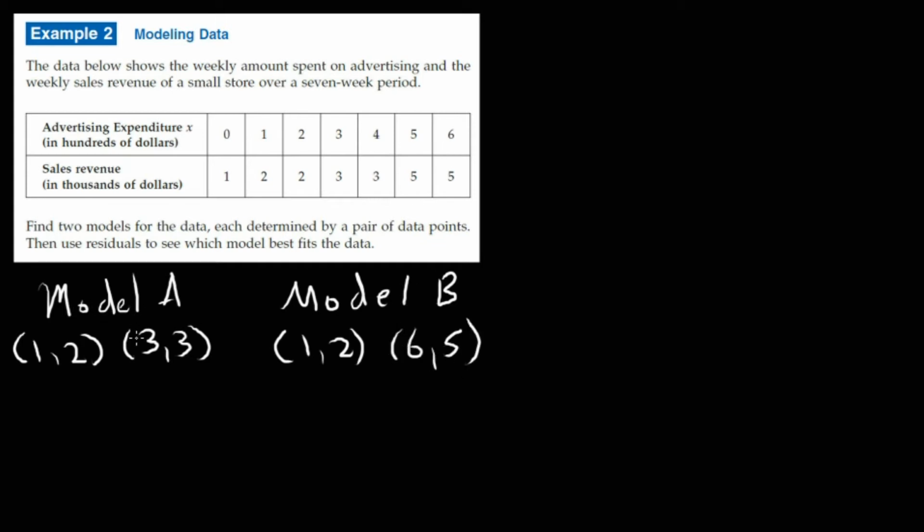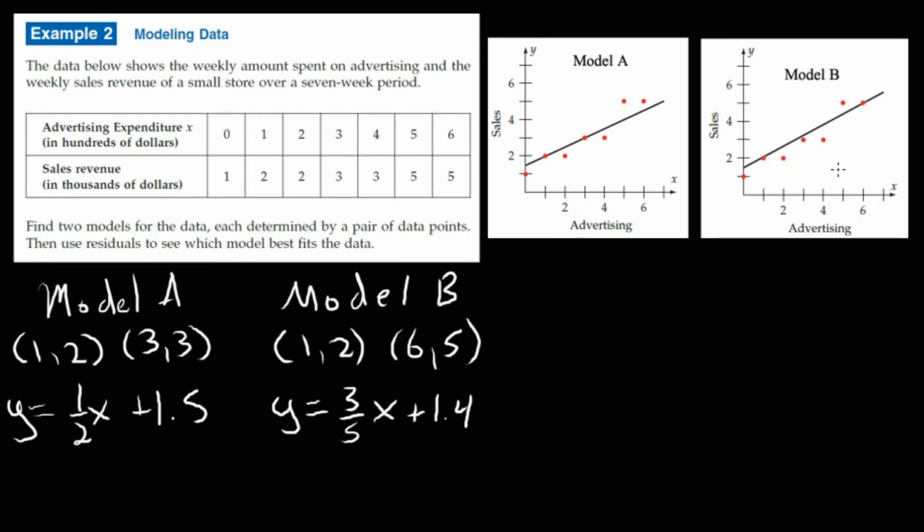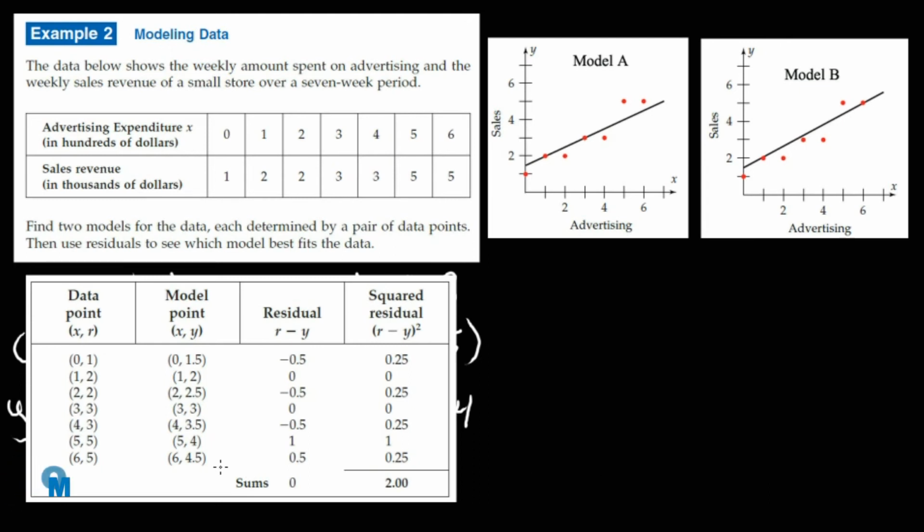Now the equation of the line through these two points is y equals 1/2 x plus 1.5. And the equation of the line through these two points is y equals 3/5 x plus 1.4. So here's a graph of Model A, and here's a graph of Model B going through our set of data points. Now in this table, we have our set of data points on the left, and we have a set of points on our line right here.